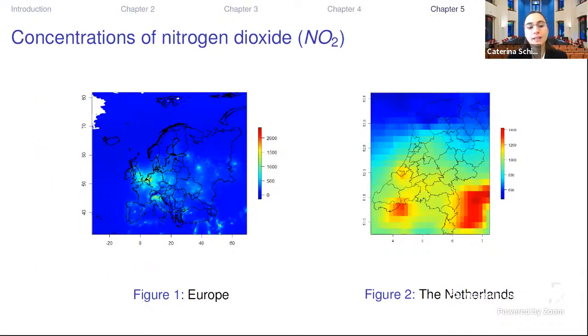On the left-hand side, you can see the concentrations of NO2, which is nitrogen dioxide, a pollutant in Europe. You see that this is mainly a problem in northern Italy and around the Benelux area. On the right-hand side, you can see a zoom of this map on the regions of the Netherlands, which are the geographical areas of interest in chapter 5.